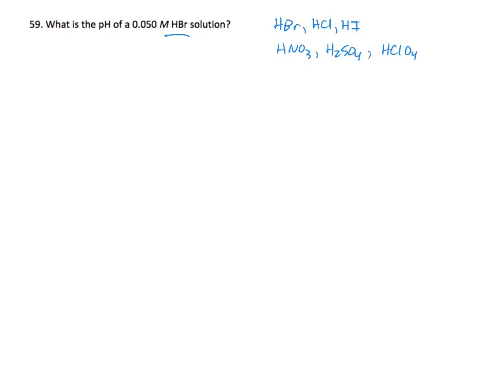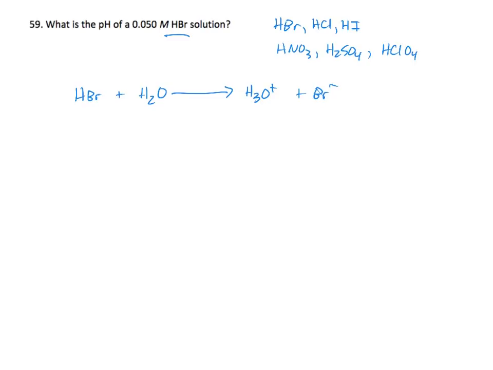What is the pH of HBr? The fact that it's a strong acid means it's going to dissociate completely in water. So our HBr is going to react with water. We use an arrow to the right. We do not use an equilibrium arrow here because we have a strong acid on the left. Strong acids go 100% to the right. This makes H3O plus and Br minus.